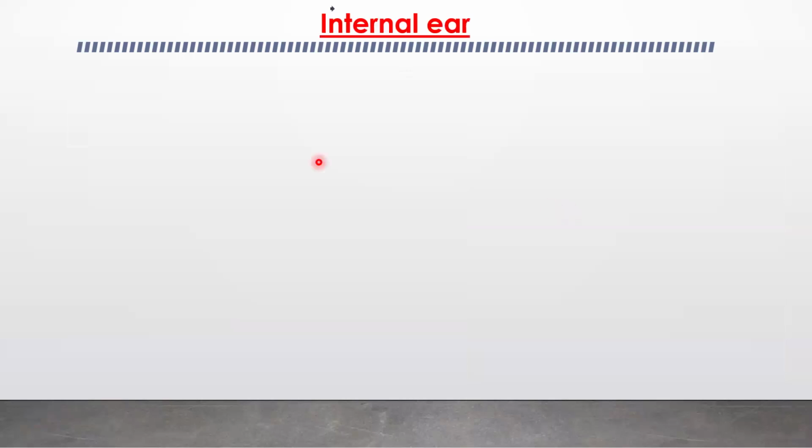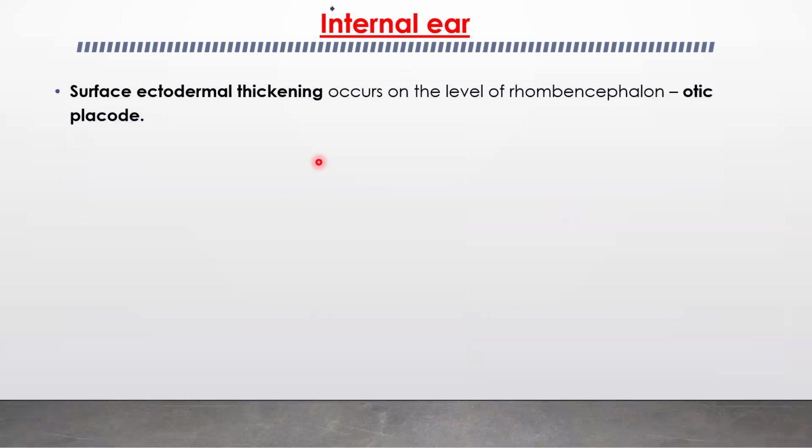The other thing that you're supposed to appreciate is that we're going to start with the development of the ear, and the ear develops in a way that you have the surface external ectoderm occurring at the level of the rhombencephalon. So remember, for the various brain vesicles, you have prosencephalon, then mesencephalon, and then the rhombencephalon. So you have the surface ectodermal thickening occurring at the level of the rhombencephalon.